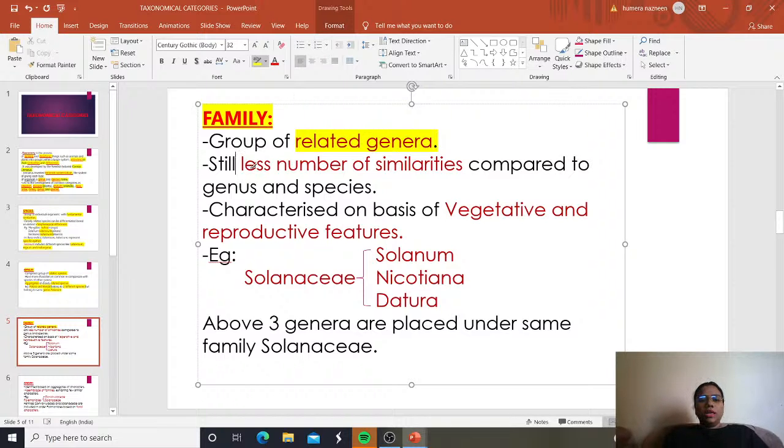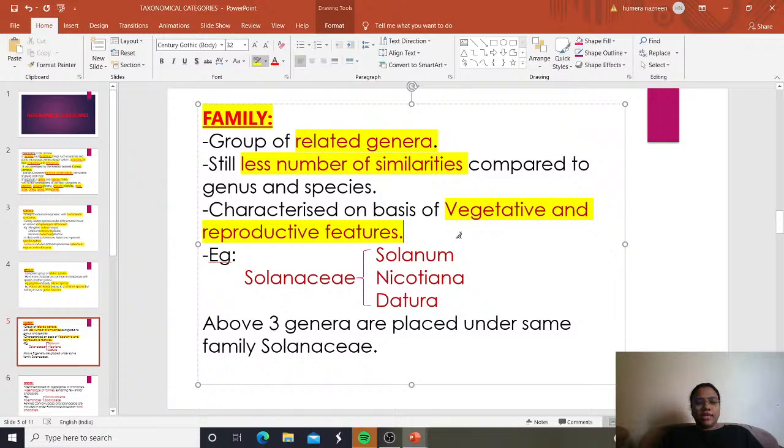In this, still less number of similarities are there compared to genus and species. And how are they characterized? They are basically characterized on vegetative and reproductive features. The family is basically categorized based on the vegetative and the reproductive features. Group of related genera is family, and when you come to the similarities, they show still less number of similarities than genus and species.